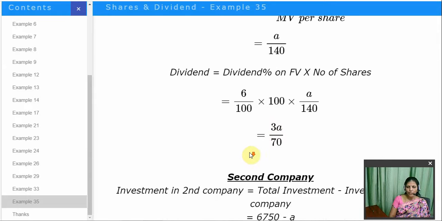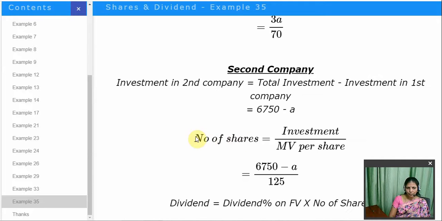Now we will come to the second company. And now for the second company, what is his investment in the second company? 6,750 minus A. That is the total investment minus the investment in the first company. That is the remaining amount he invested in the second company. So 6,750 minus A is his investment in the second company.